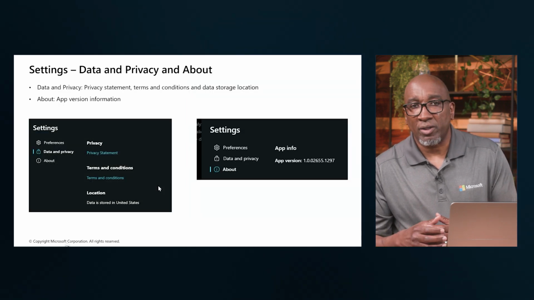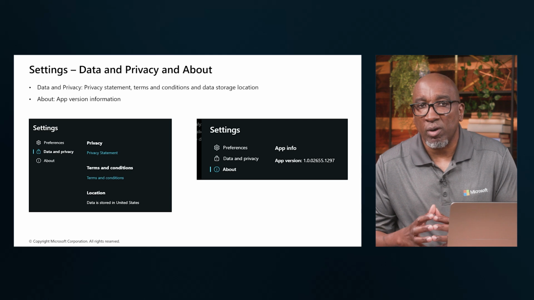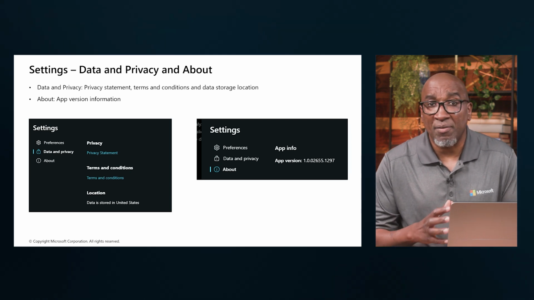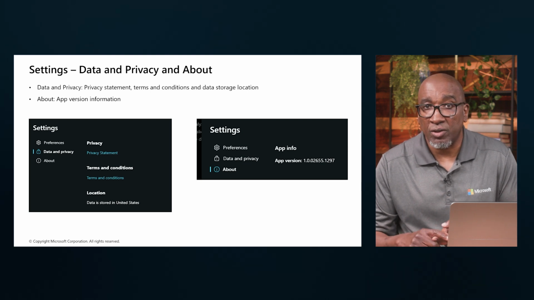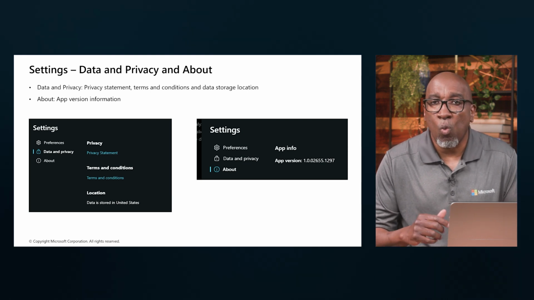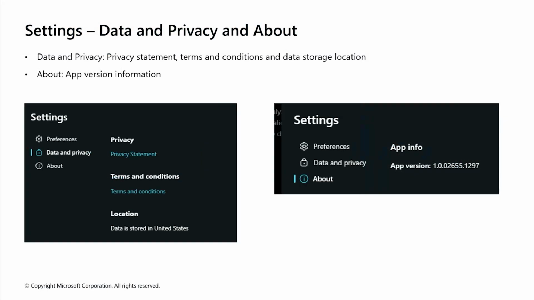In many environments, data privacy is important for compliance. The data privacy page gives you links to the privacy statement, our terms and conditions, and any additional information about where data is stored. The About page here offers details about the current version of the app. It also makes you aware of the software that you're actually using in the current revision.